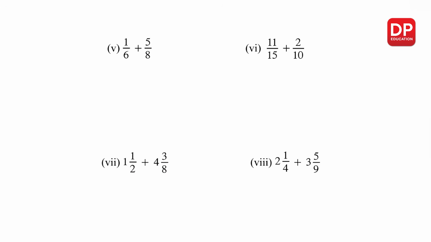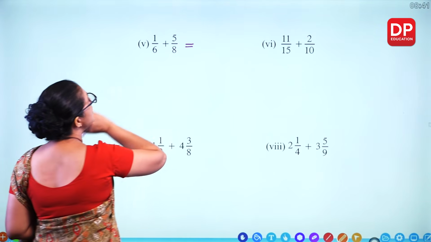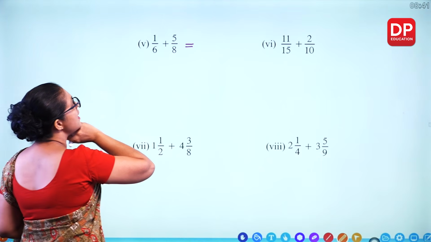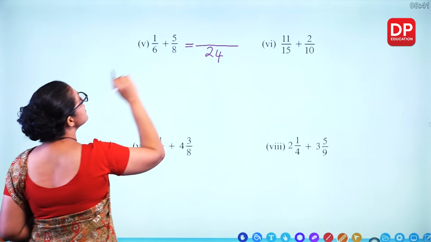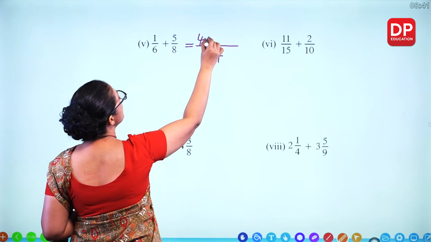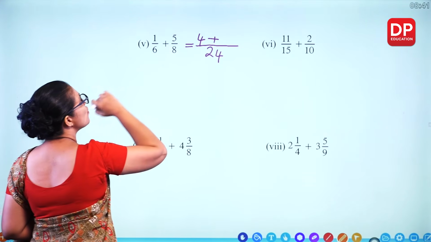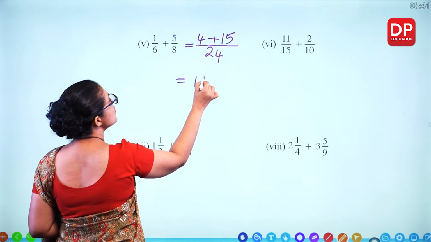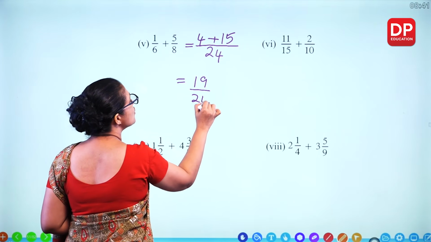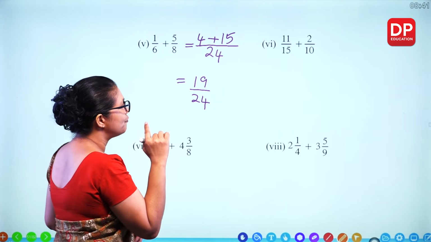6 and 8. What's the lowest common multiple? 24. Convert to 24. 6 times 4. So 4 times 1. 3 times 8, 24. 3 times 5, 15. When you add the numerators, you get 19/24.